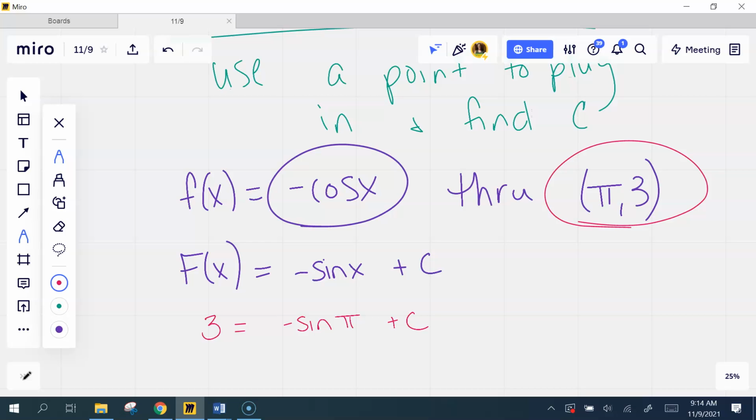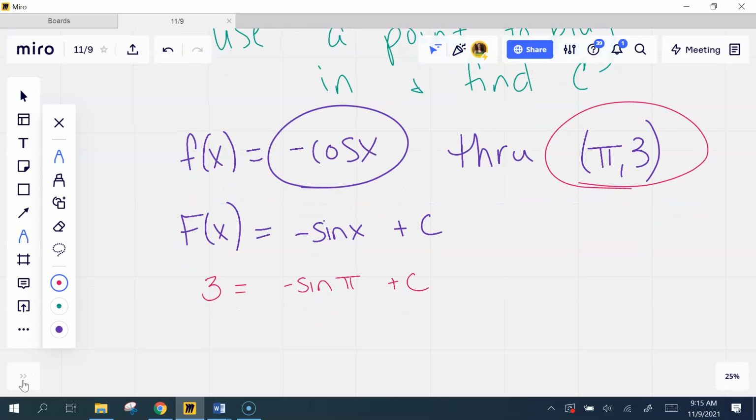Solve it for C. What is the sine of pi? It's 0. So negative 0 is just 0, so I've got 3.